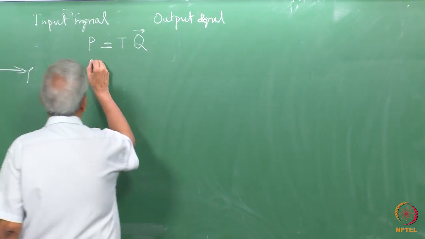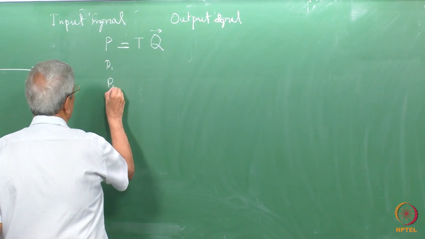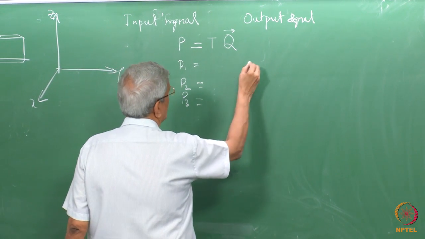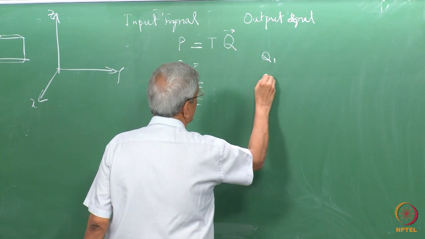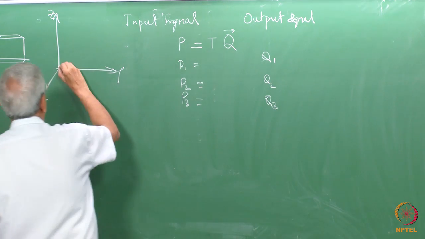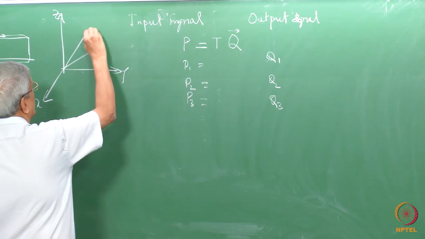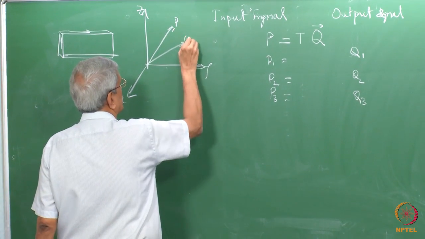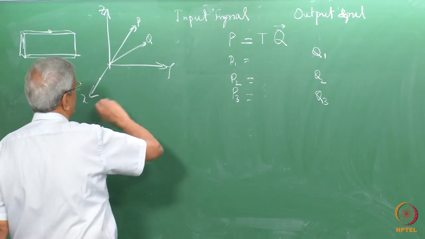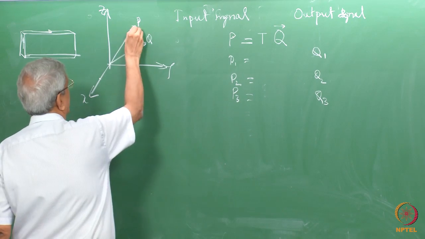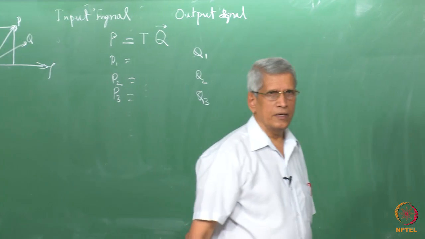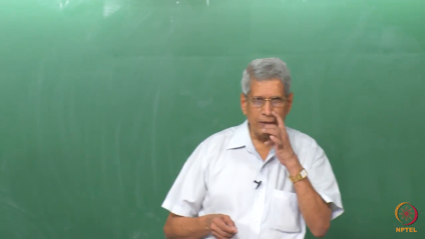Suppose P has components P1, P2, P3. Then Q also has component vectors Q1, Q2, Q3, because when we define any vector, like this is P and this is Q, this P can be defined in terms of this coordinate system: the component along the x-axis, the component along the y-axis, and the component along the z-axis. So that is what P1, P2, P3 are. Similarly, Q also can be defined that way.